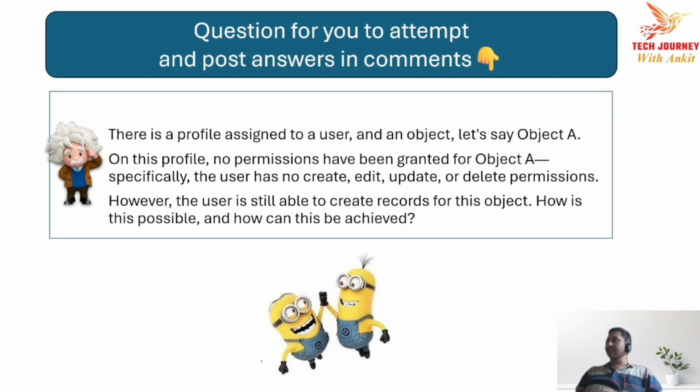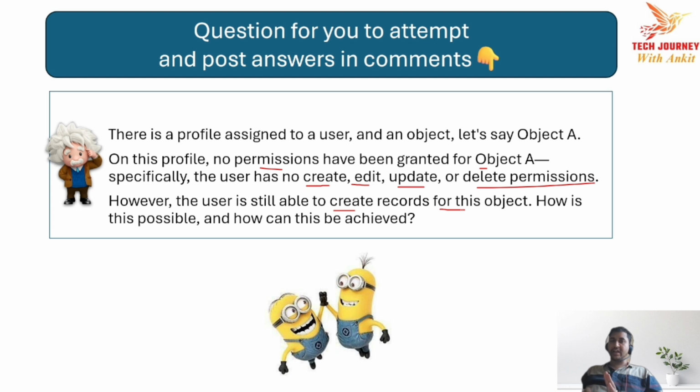Now, there are a few questions that I want you to attempt and let me know the answer in the comment section. There's a profile assigned to a user and an object. Let's say the object is object A. On this profile, no permissions have been granted for object A, no create, edit, update, or delete permissions. This profile is attached to one user, let's say user A. However, it has been observed that this user is still able to create records for this object. How can this be possible?